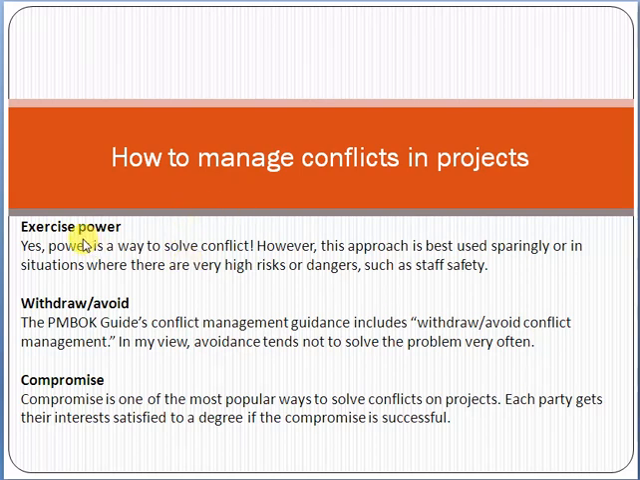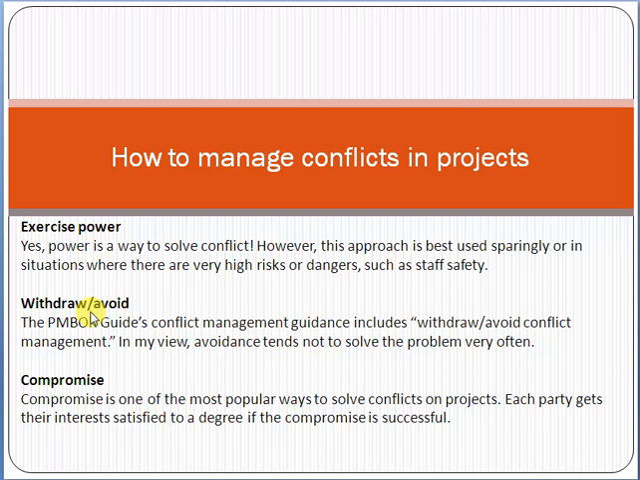First of all, exercise power. Exercise power means that you can use your authority. For example, you are a project manager and you have full authority over the resources. So if two resources are conflicting upon some point, by using your authority you can take the decision and direct them that they have to follow that particular direction. So that means you are exercising your power, your authority.